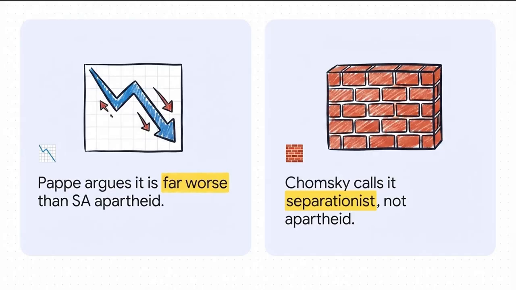Now, here's where things get really interesting, and where they totally diverge: the apartheid label. Pappé pushes the comparison even further, stating the situation is far worse than South African apartheid. But Chomsky? He strongly disagrees. He argues that the apartheid analogy is actually misguided. You see, Chomsky points out that South Africa relied heavily on the labor of the subjugated population. Here, he argues, the state is practicing an entirely different separationist model.